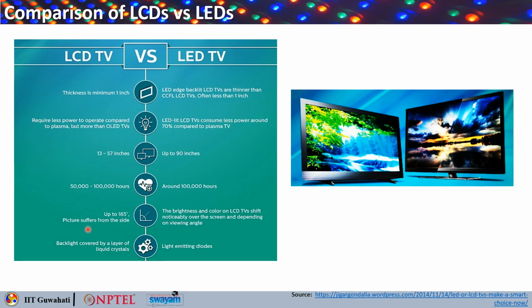We understood that wide viewing angle for LCD is a challenge. So, the picture suffers from the side. The brightness and the color on the LCD TVs basically shift noticeably over the screen and depending on the viewing angle. So, these are basically the LCD lit by the LED TVs. The last one is the basic technology. So, these are basically layers of liquid crystals where LED TV will be mainly based on the light emitting diodes.